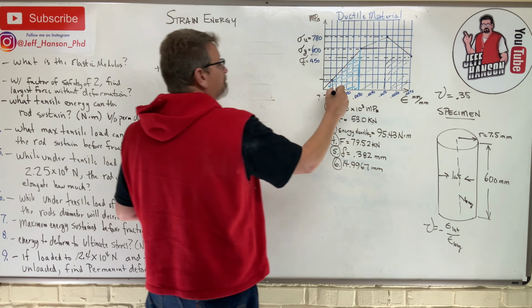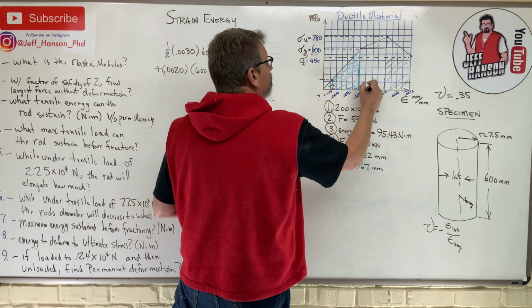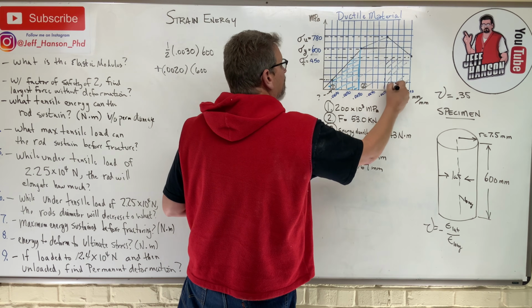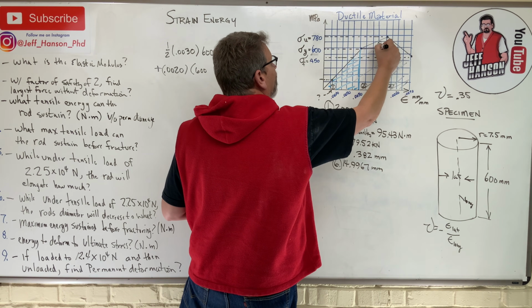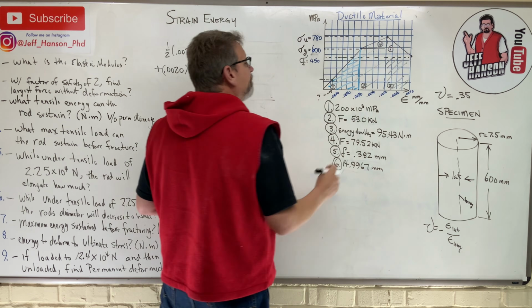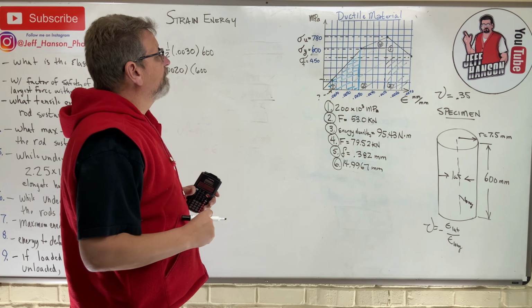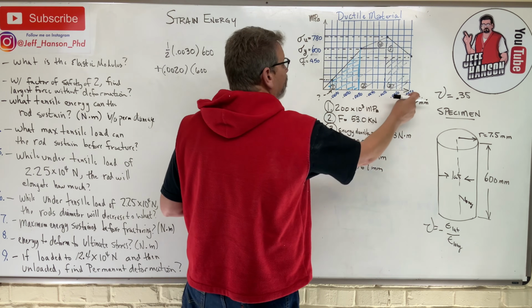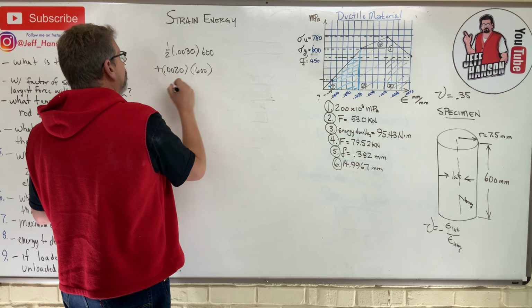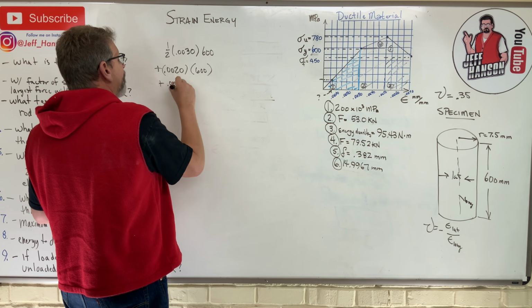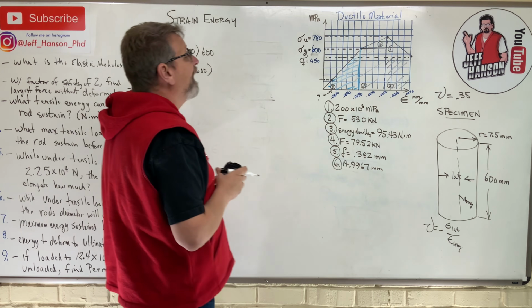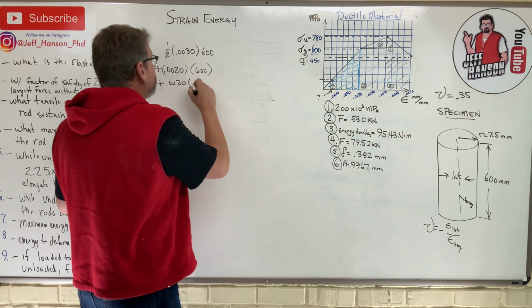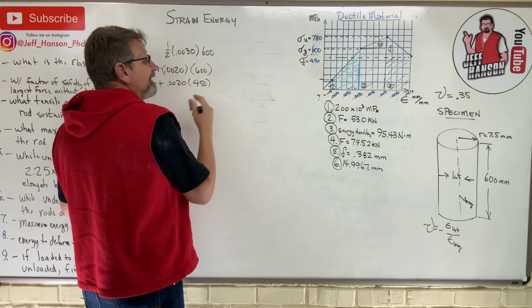Okay, so if this is piece number 1, this is piece number 2, here's piece number 3, piece number 4, and piece number 5, okay? So piece number 3, the width is 50 to 70, so again, 0.0020, times the height, which is 450. Okay, there's piece number 3.